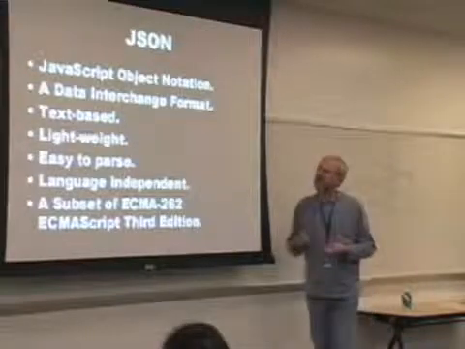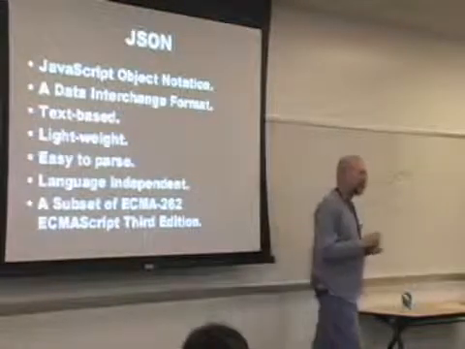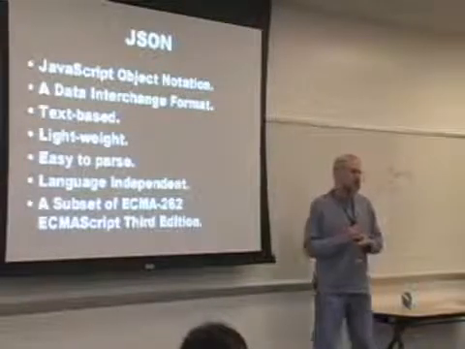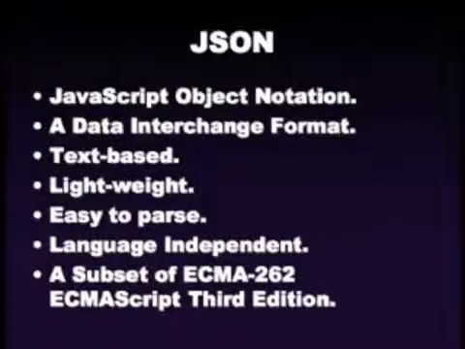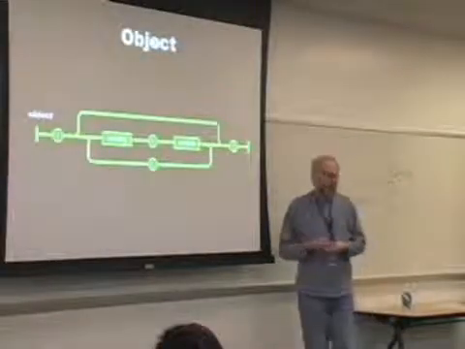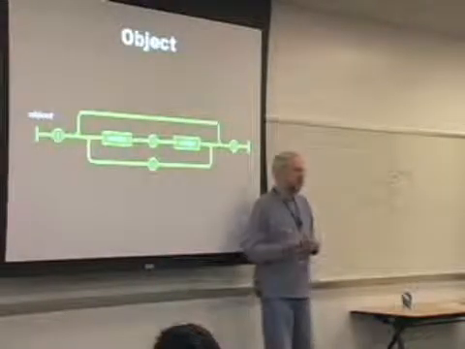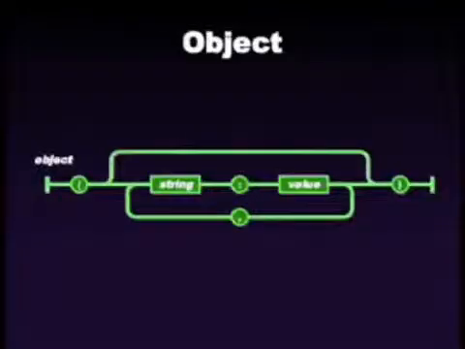And so finally, we're going to talk a little bit about JSON, JavaScript object notation. JSON is a subset of JavaScript which is now being used for language-independent data interchange. It's text-based, lightweight, easy to parse, and is strictly a subset of ECMA 262, which is the JavaScript third edition standard. We express the syntax, or the grammar of JSON in these railroad diagrams, which show its simplicity, and I think they're pretty easy to understand.